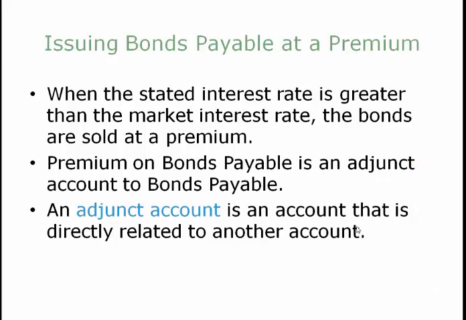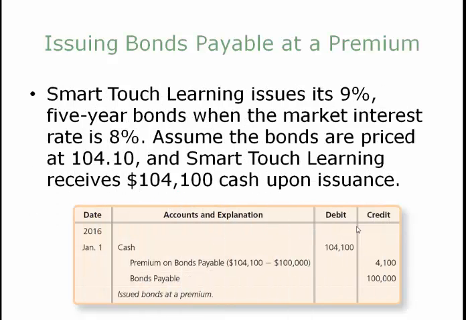And then if we do a premium, it's just the reverse, and it says it's an adjunct account. In other words, it's directly related, but it's not a contra because the normal balance is the same, but it's related, so it has to be together with it as well. And that's a premium. Now the premium, remember, is, Smart Touch is paying 9%. The market rate is 8%. And now you notice here they give you 104.10. So they're actually paying a premium.